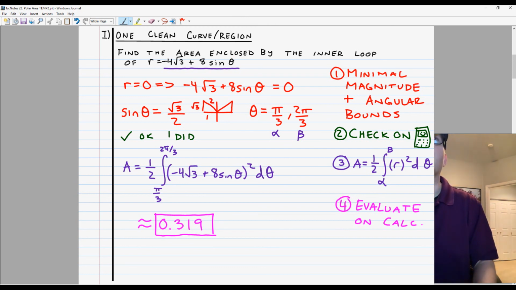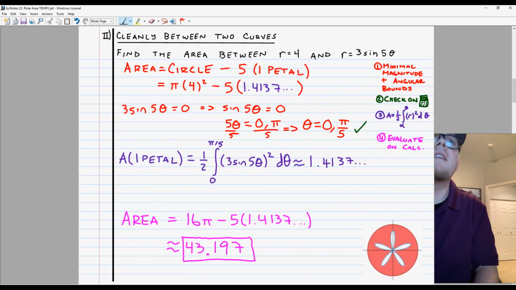When we worked on the first one, we were able to figure out where it crossed itself. We checked it on the computer, and then we plugged it into the integral, again using the calculator to evaluate. On the second one, we were trying to find the area enclosed or between two different curves. Because they intersect, that wasn't difficult. We just took one and then subtracted the other. So it was a different style of question. But again, because they intersect, things worked out really nicely.